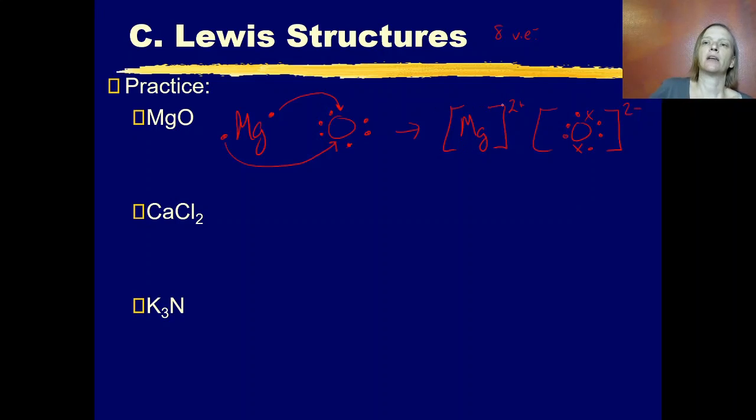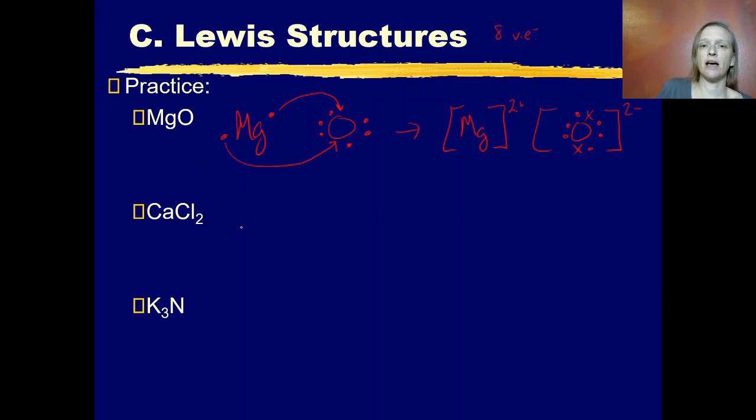Notice that we put the ions in square brackets with the charge outside of the brackets. You don't have to draw your electrons having a different shape. I like to do it because it helps me keep track of which electrons were originally on the oxygen and which electrons were gained later.